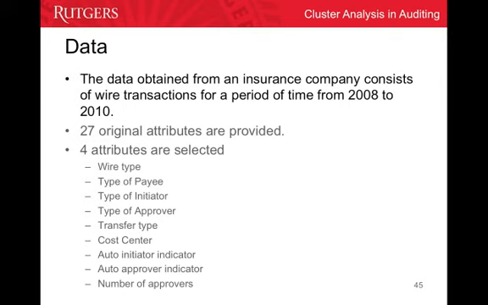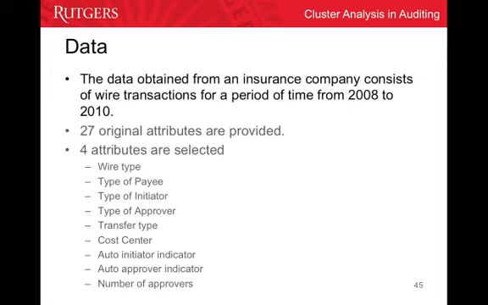Then the fifth attribute is the transfer type. This attribute provides information on the type of wire transfer. And the sixth attribute is the cost center. Cost center is the relationship between the initiator and the approvers of the wire transfers. Cost center provides information related to the group or center that the specific employee belongs to for cost management purposes. Different cost centers represent different branches or different business lines.